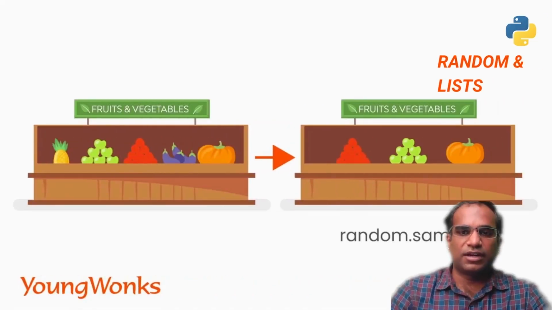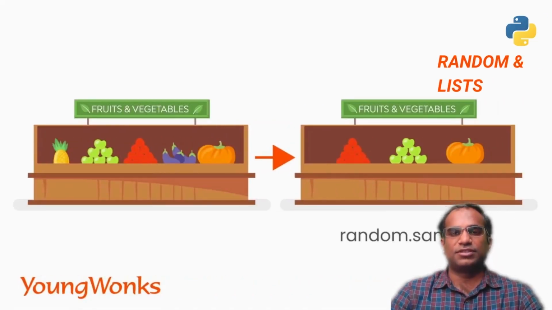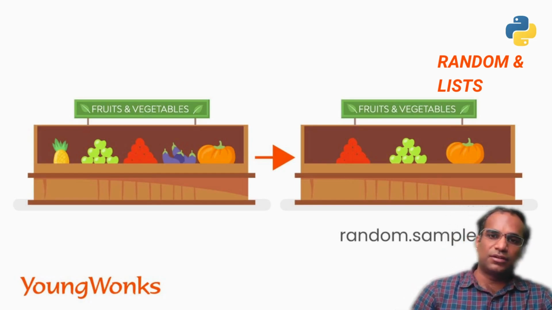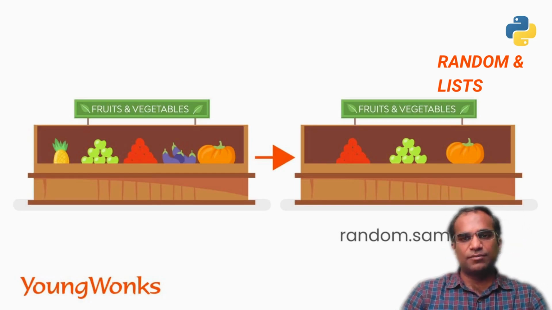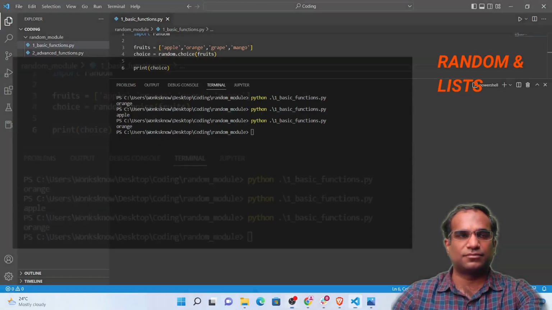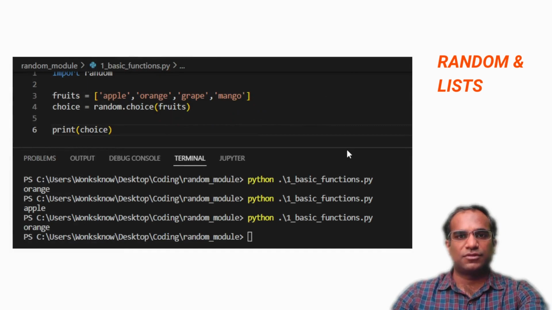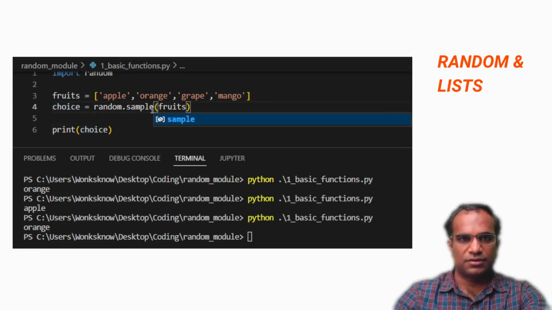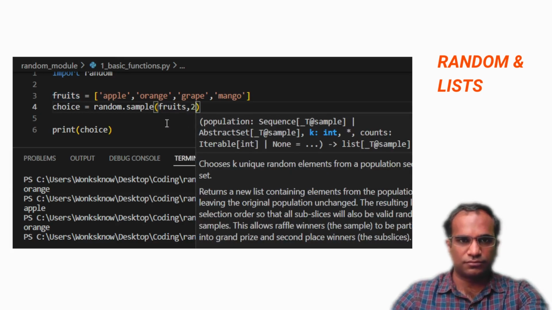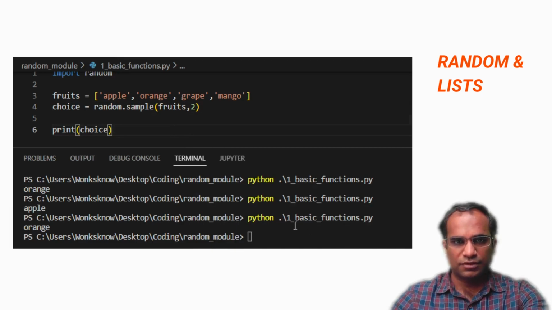The next one we will look at is random.sample. Now, just like random.choice allowed us to pick one out of a list, random.sample allows us to specify how many we want to choose out of the list. Let's take a look. So I'm going to modify my code to say sample, and then I can say maybe 2. Let's try here.